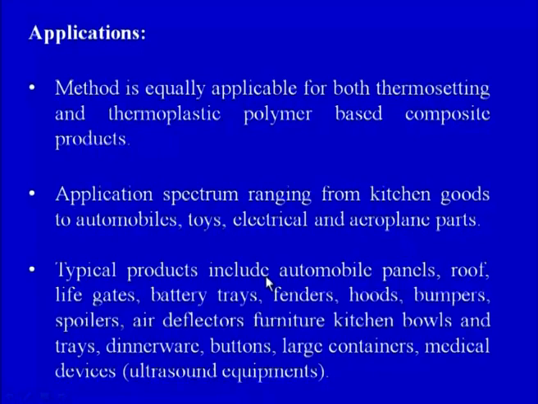Now, what are the typical products and specific applications? They are automobile panels, roofs, lift gates, battery trays, fender hoods, bumpers, spoilers, air deflectors, furniture, kitchen bowls and trays, dinnerware, buttons, large containers, medical devices, ultrasonic parts. Now, some of these particular products can be made only of a polymer, and in some cases we can have fibers impregnated with the polymer. So, compression molding can also be used for simple polymer products. Here we can see different types of applications are there for the compression molding process.